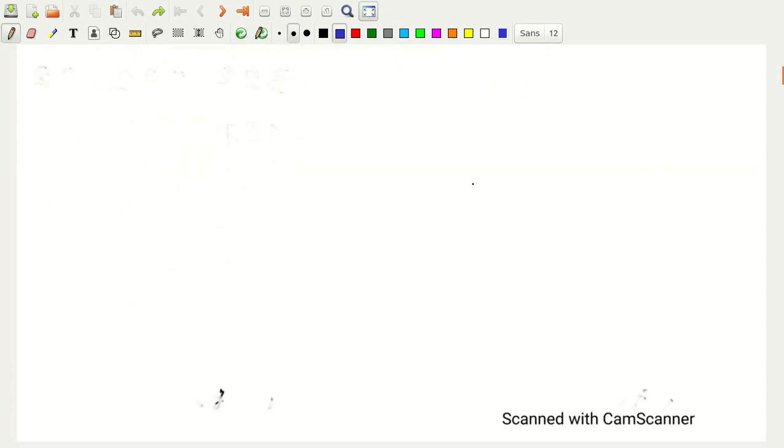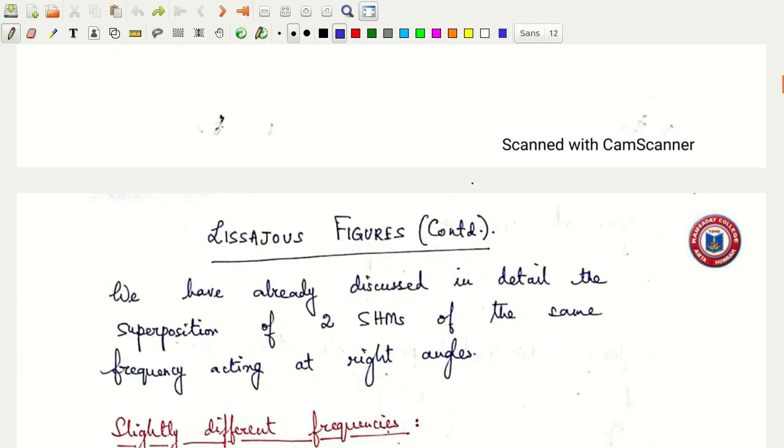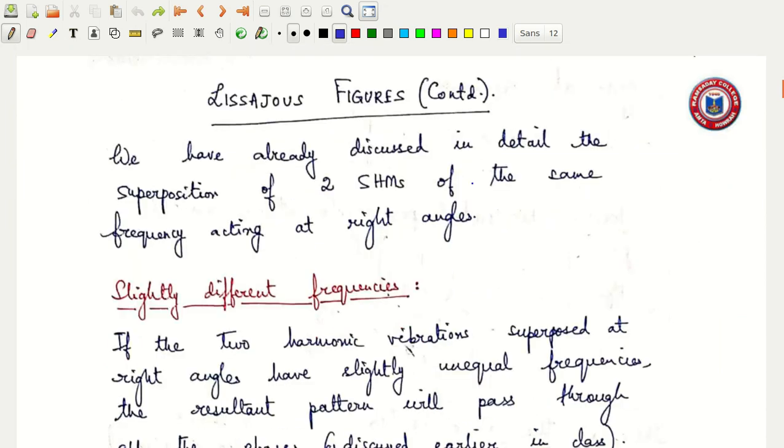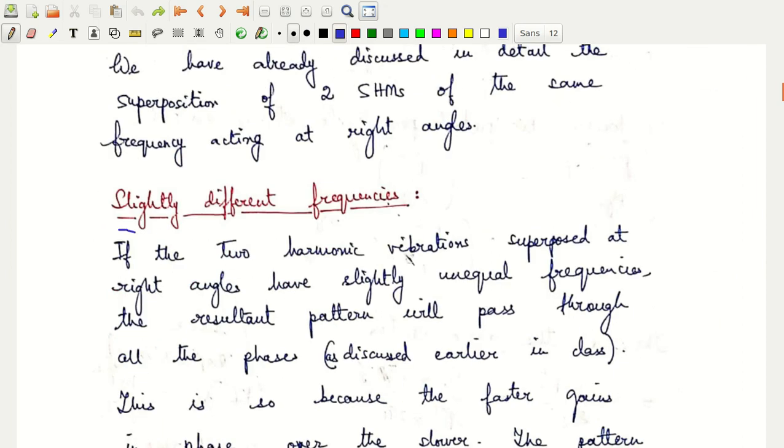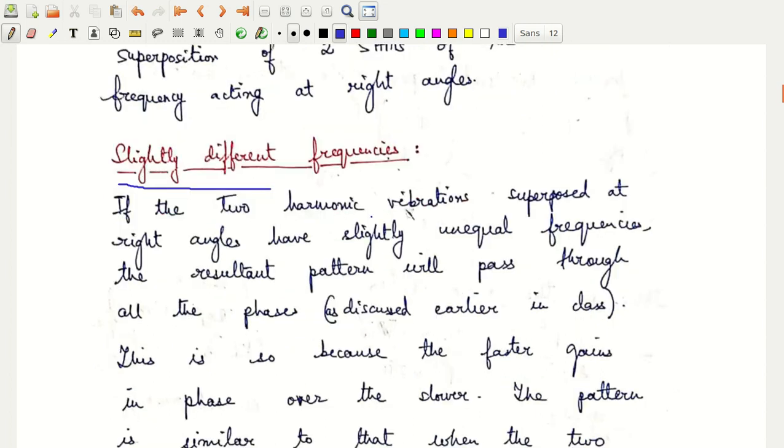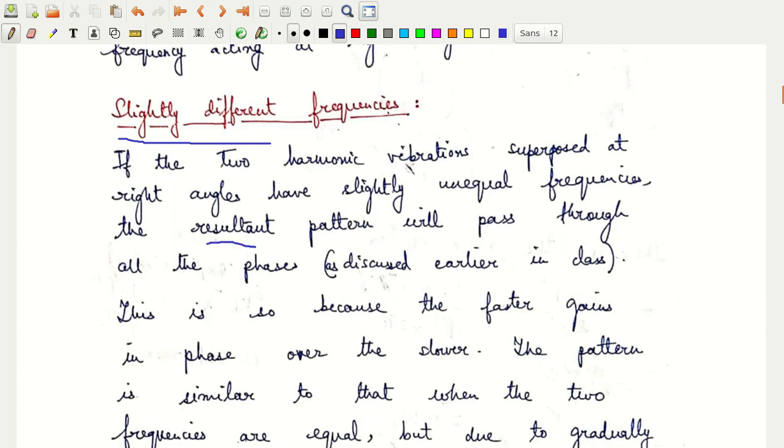So firstly, let's recap that we have already discussed in detail the superposition of two SHMs of the same frequency acting at right angles. Now if the frequencies are slightly different, then what will happen? If the two harmonic vibrations superposed at right angles have slightly unequal frequencies, the resultant pattern will pass through all the phases which we have discussed earlier.